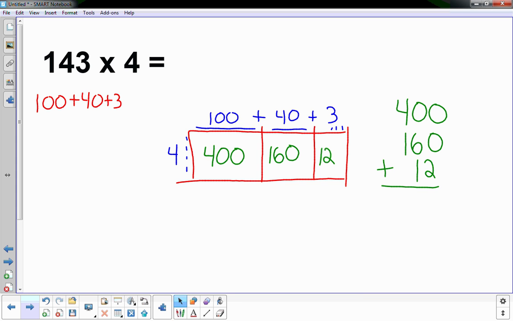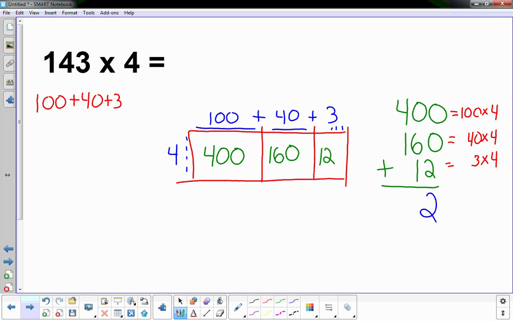And if you are starting to notice, this was 100 times 4. This was 40 times 4. And this was 3 times 4. And maybe you're starting to see the connection between the standard algorithm and this method. So we just add these up, 2, 7, 5, and hopefully I did my math correctly, and the answer is 572.